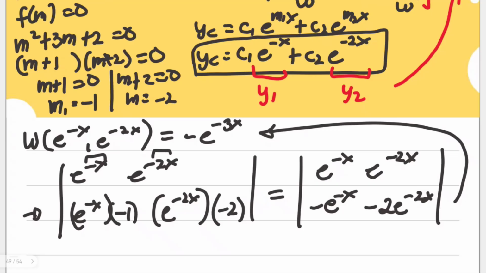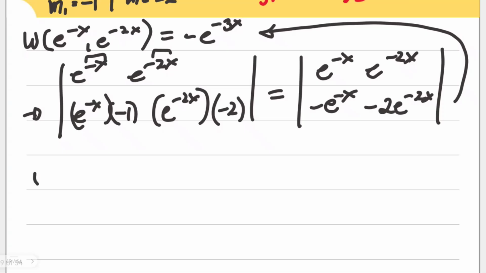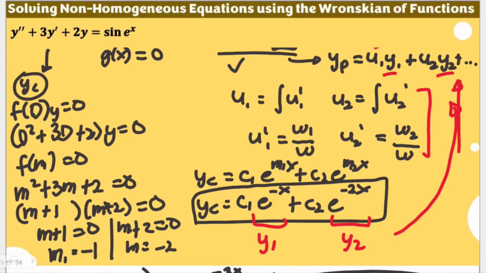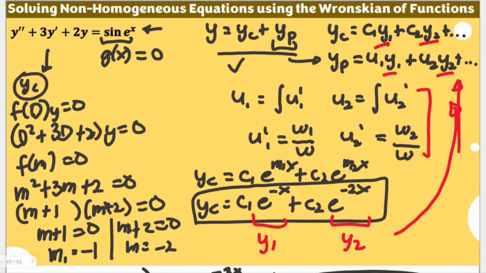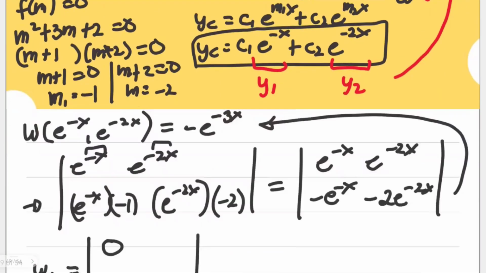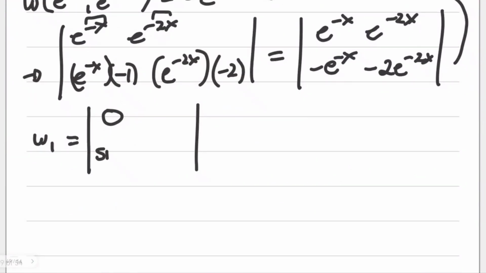Okay, so this will also be used in solving for W sub 1, because W sub 1 here will allow us to come up with our first column, 0 as the first entry, and the last entry would be the given item here, the given g of x. So it's just sine of e to the power of x. But the second row will just be the second row, similar here, negative 2 e to the power of negative 2x.